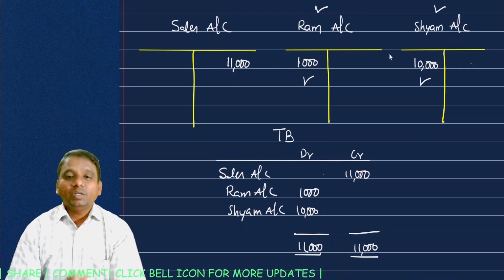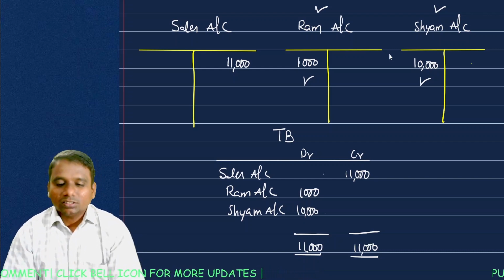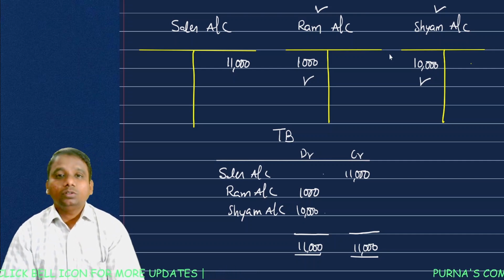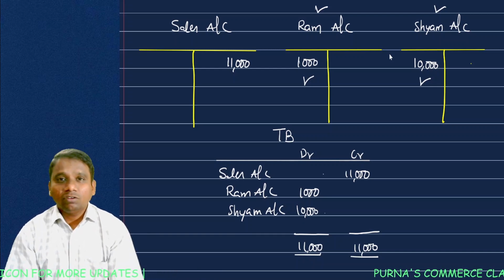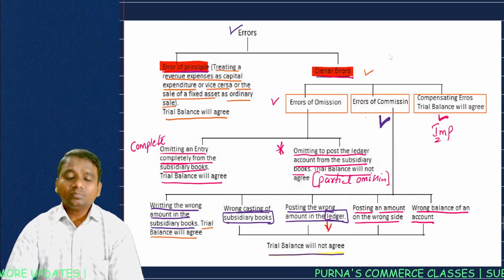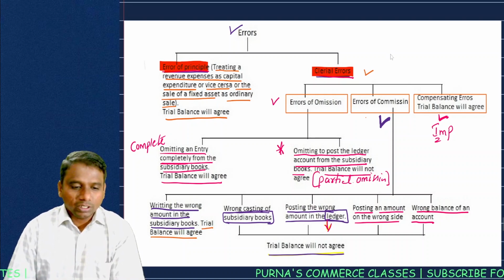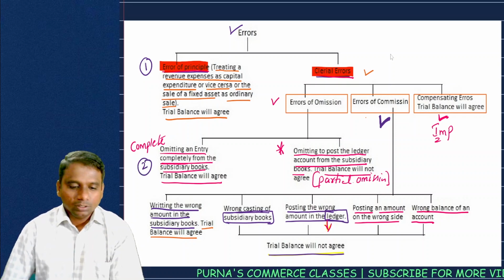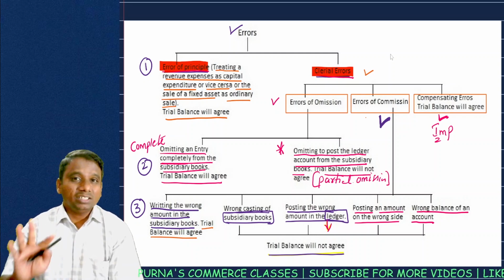Observe. Because of compensating errors, there is no effect on our trial balance. Because of errors of principle, there is no effect on our trial balance. And at the same time, because of complete omission, there is no effect on our trial balance. Here I am giving numbering. Writing the wrong amount in the subsidiary book also does not affect our trial balance.